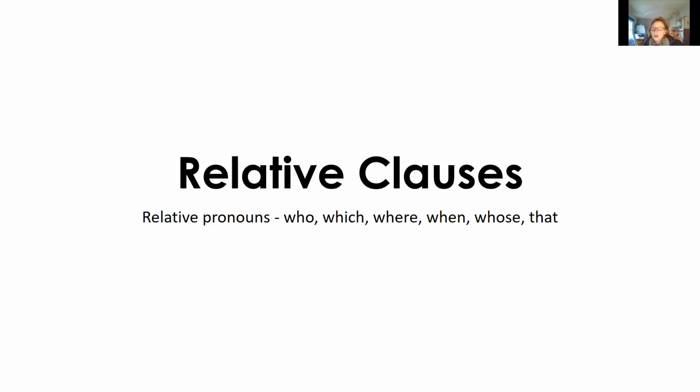Today we're talking about relative clauses. Relative clauses, to use them we need to be able to know about relative pronouns. Relative pronouns are words like who, which, where, when, whose and that. Who we use when we talk about people, which when we talk about things or places, where when we talk about places, when for times, whose for possession and that for people or things.